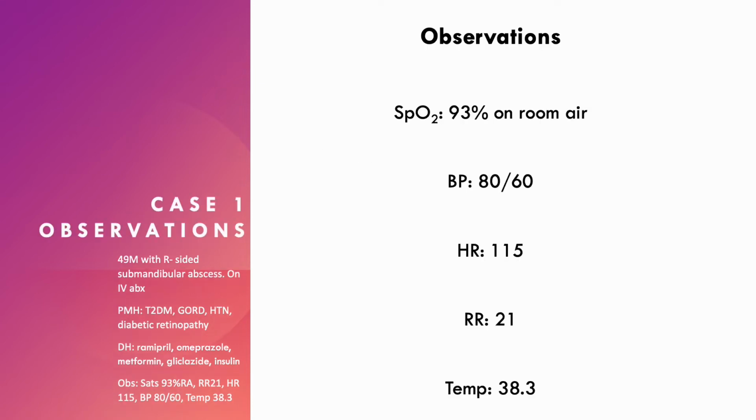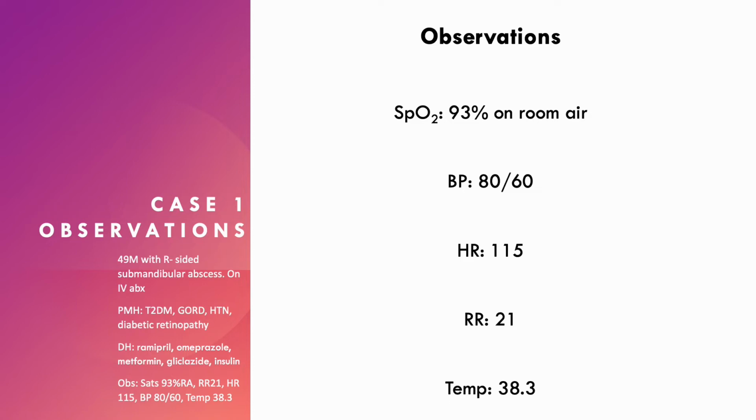So the nurse tells you the patient's observations over the phone. He's got an oxygen saturation of 93% on room air, a blood pressure of 80/60, a heart rate of 115, a respiratory rate of 21, and a temperature of 38.3. What do you think of these? They've gone the wrong way, haven't they? The oxygen saturations are low now, he's hypotensive again at 80/60, tachycardic at 115, tachypneic at 21, and the patient is also pyrexic at 38.3.